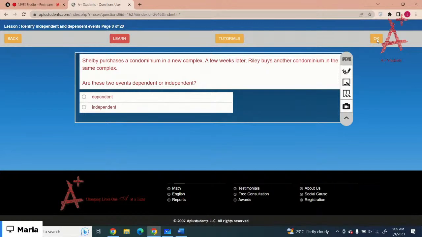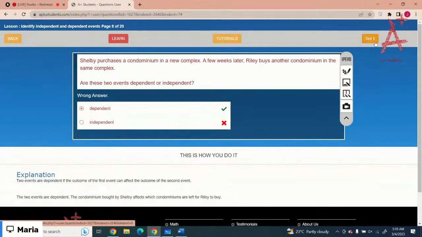Okay, the next one: Shelby purchases a condominium in a new complex. A few days later, Riley buys another condominium in the same complex. Are these two events dependent or independent? They are independent, got it? Because the outcome of the first event doesn't affect the outcome of the second event.